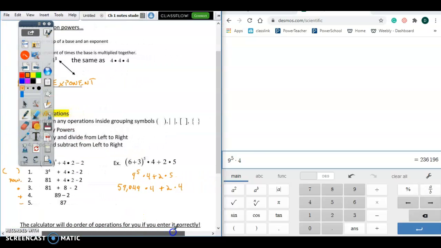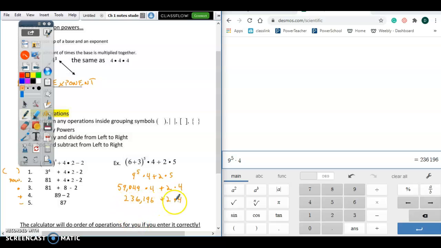There we go. That'll be easier. I don't have to go back and forth now. So this would be 236,196 plus 2 times 4. Now I did one multiplication problem from left to right. There is a second one.